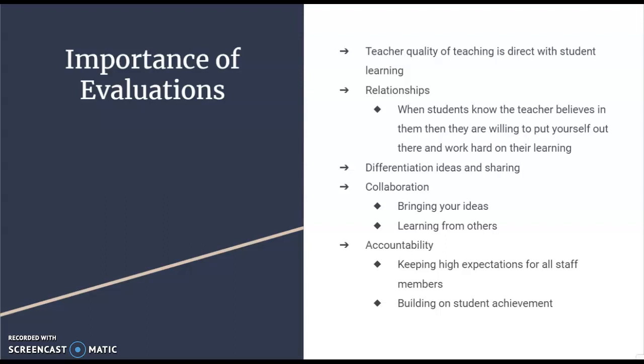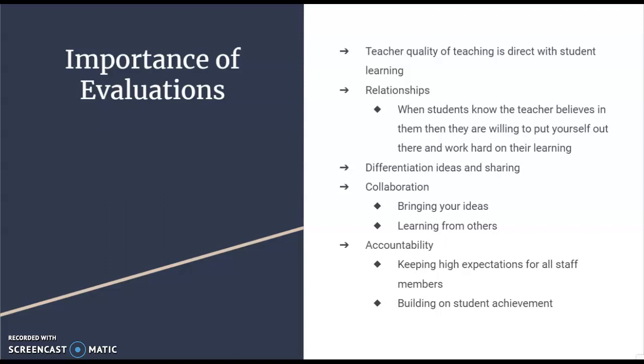Evaluations help gauge teacher quality with direct student learning. It also shows the relationships between teachers and students. When we know students think we believe in them, their effort level in class will be higher and more successful. As an evaluator, this is something to look for every time you go into the classroom.